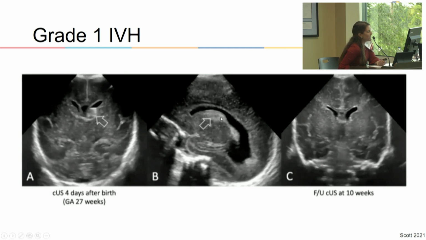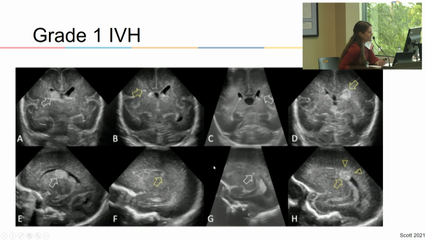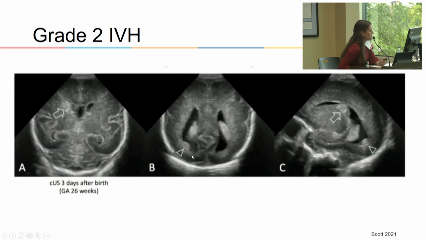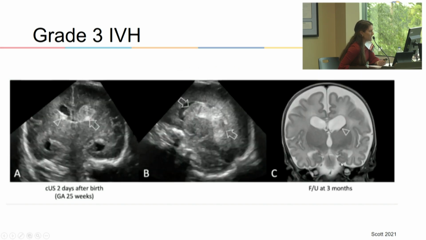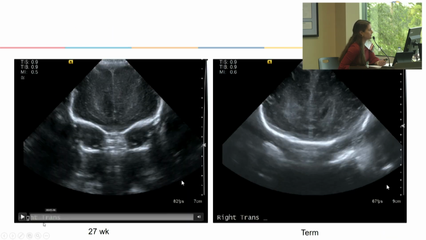I already showed you this, so that was a grade 1. More examples of grade 1. Again, some of them look nasty and big, but the important thing is that it is confined to the germinal matrix. Grade 2, look for the clot, the layering of blood in that horn. Grade 3, here is the primary hemorrhage, and the blood is filling the ventricle, and the ventricle is distended, so that is what makes it a grade 3.